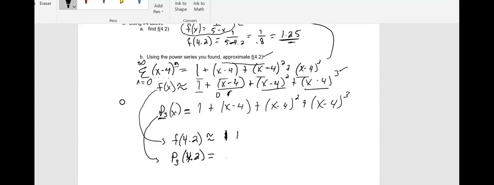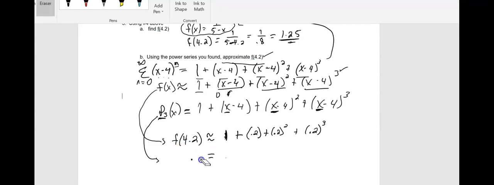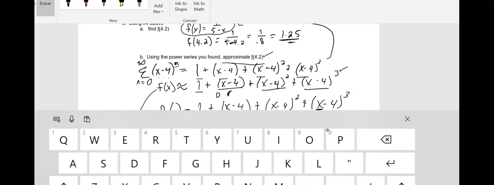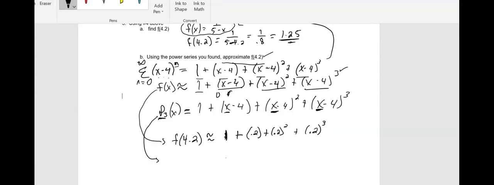So this would be 1 plus, let your x be 4.2, so this would be 4.2 minus 4, so 0.2. If I plug in 4.2 here, I get 0.2 again, and now that's squared. If I plug in 4.2 there, I'm going to get 0.2 cubed. If we now evaluate that, we get 1.248, which is very, very close to the actual value we got up here.